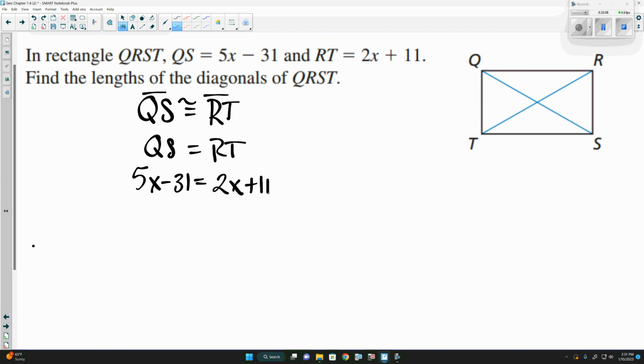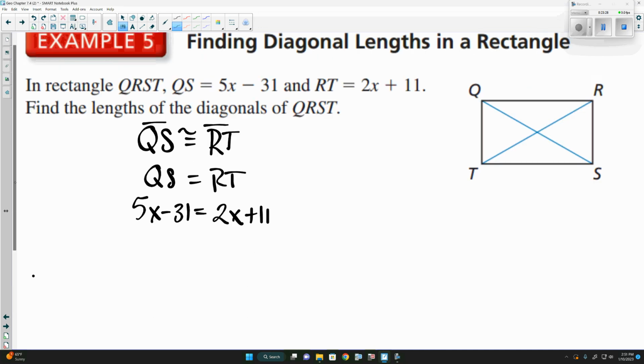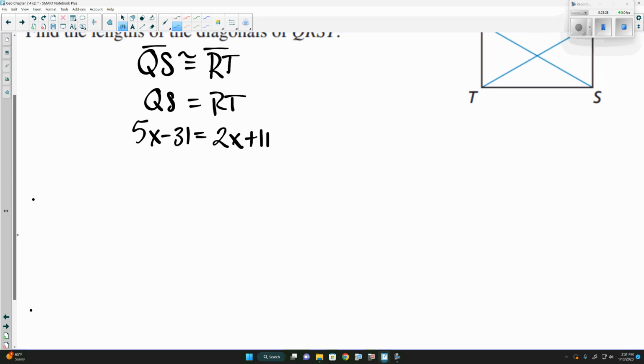And really in all of them that we've done, especially this chapter, we have not written this out in quite a while. But we know that's true, because since the diagonals are congruent, we know that means that they are equal. And for this problem, it means that 5x minus 31 is equal to 2x plus 11. Now we just need to solve for the value of x, because once we find the value of x, then we can actually find the diagonal's length.